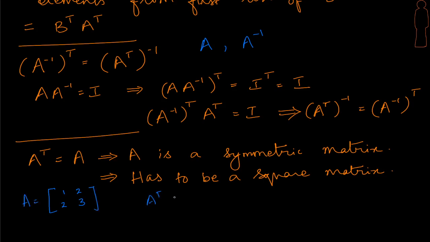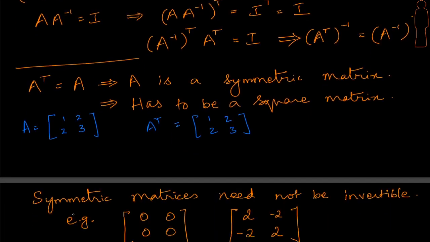Try and look at A transpose. The first row becomes the first column, the second row becomes the second column here. So for the first row I write the first column, the second row is here, the second column, and you see very identical matrices here. So this is an example of a symmetric matrix. And symmetric matrices also have some beautiful properties, and let's look at a few of them.